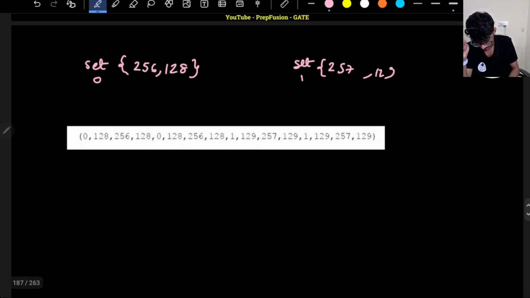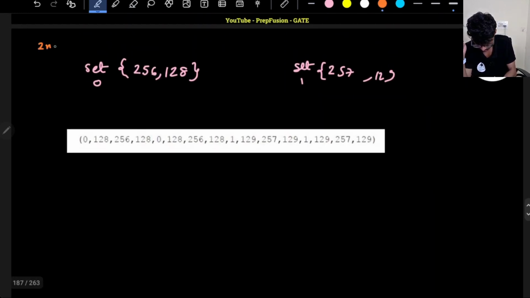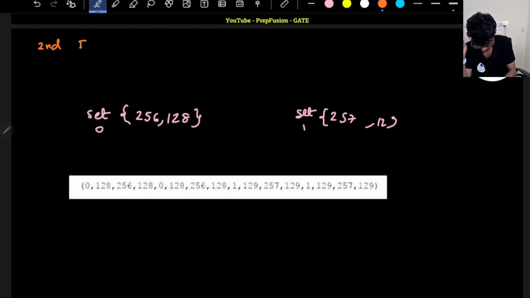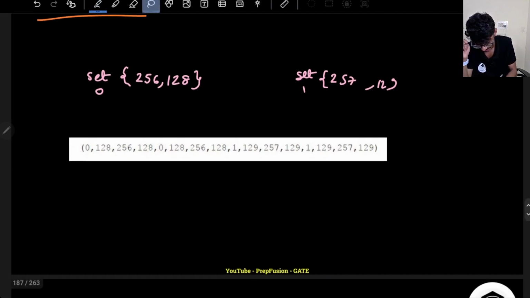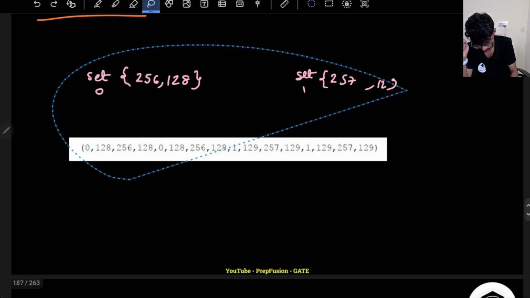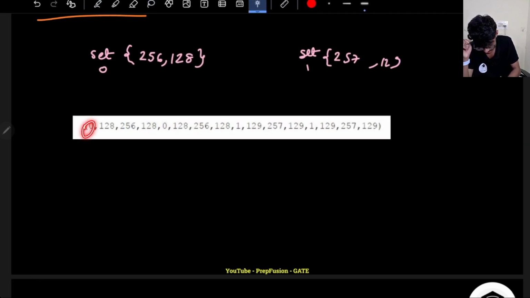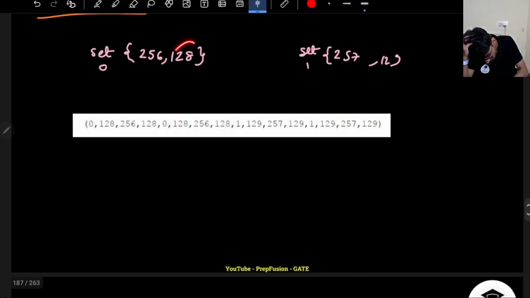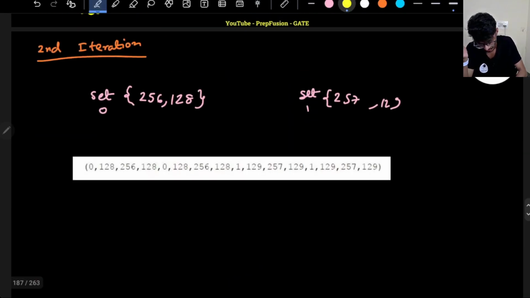Okay. Now we will discuss the second iteration. In the second iteration, initially, if I am calling 0, 0 is not present in set 0, right? Which one will I replace? Which one is the least recently called? If I see from here, recently, before this one, 128 was called. So 128 I will not replace, I will replace 256. So 256 will be replaced here with 0, because this was the least recently called, and it is a miss, it is a conflict miss.